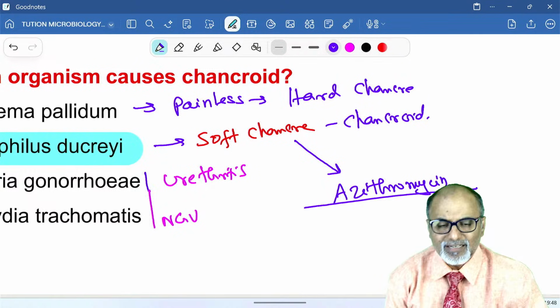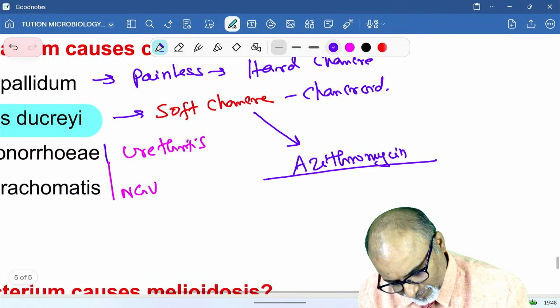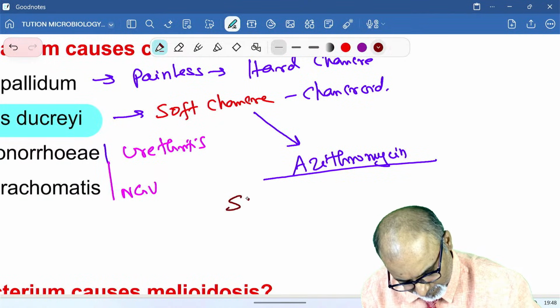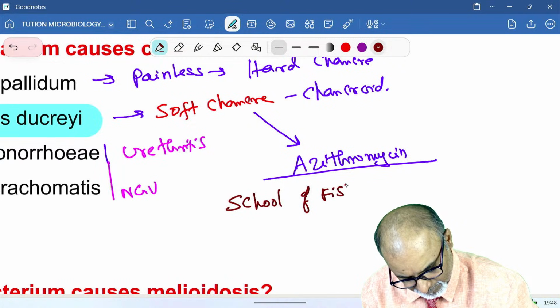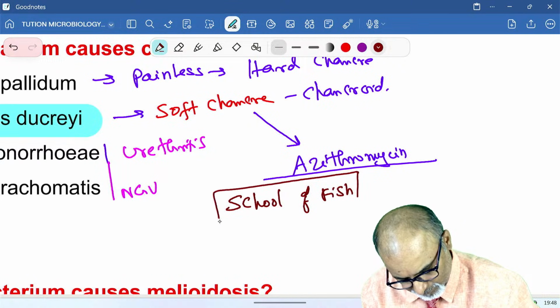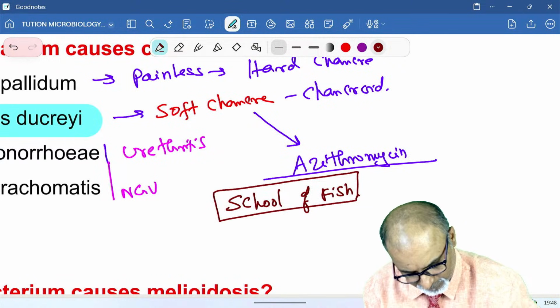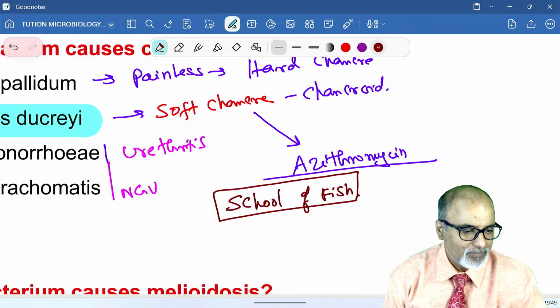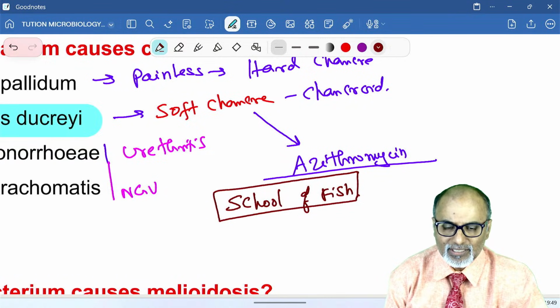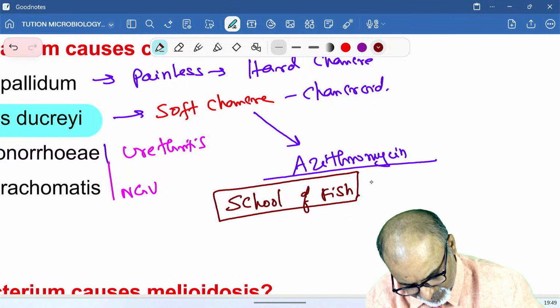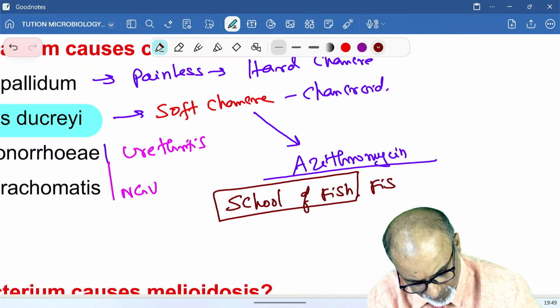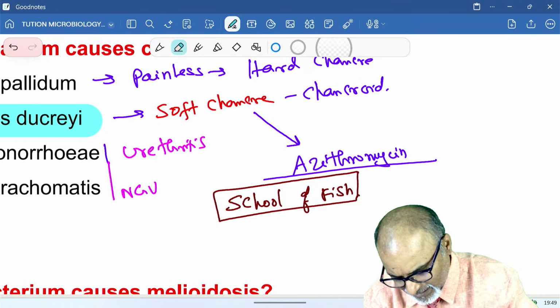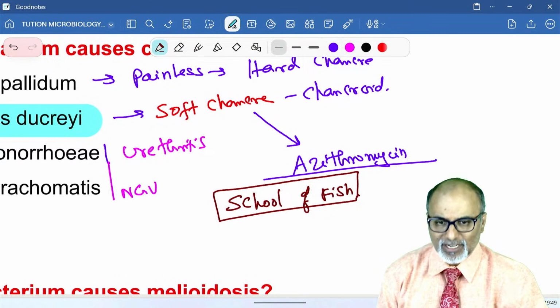It has a typical school of fish appearance. Got it? Or fish in stream. So school of fish or a tram track arrangement. Fish in stream is Vibrio cholerae. Tram track.